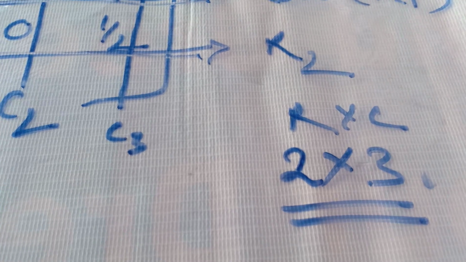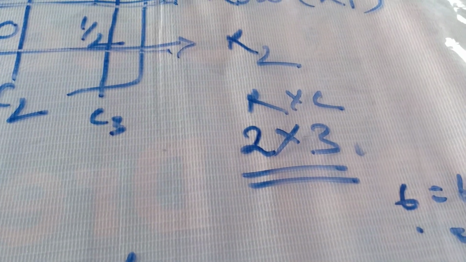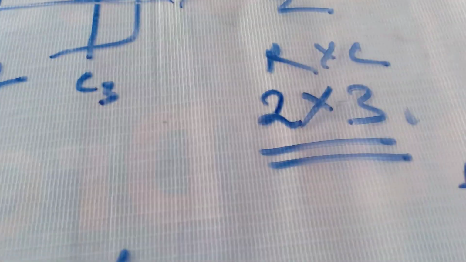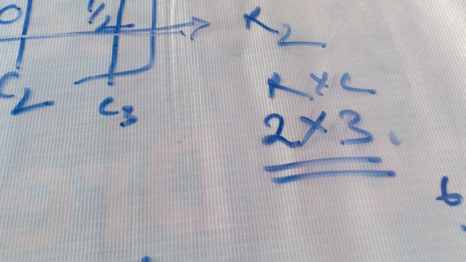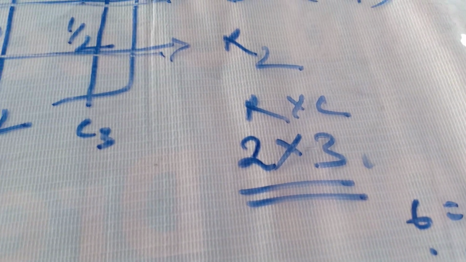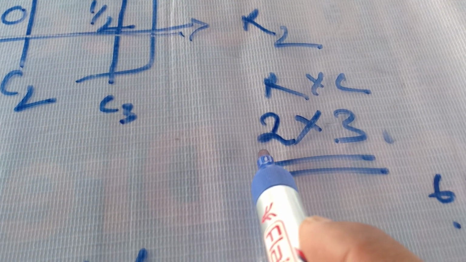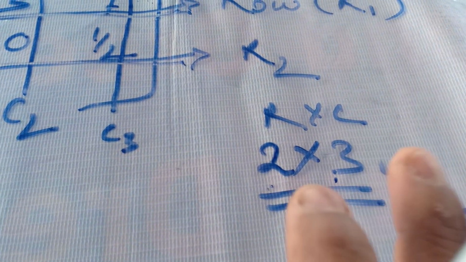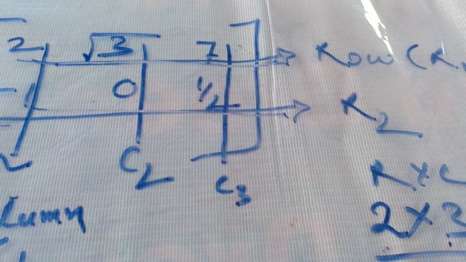This is the order. This is the way of writing. As you are writing coordinates in the plane, like x and y, suppose the coordinate is 2, 3. That means the first one is the x coordinate, the second one is the y coordinate. Similarly, if you write the order of the matrix as 2 into 3, then everybody can understand that first is 2 rows and 3 columns. So this way we can write the order.